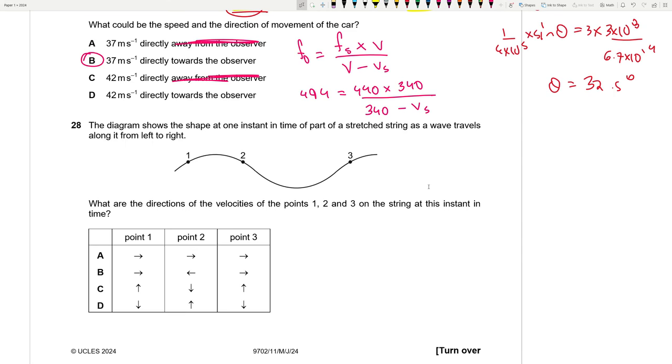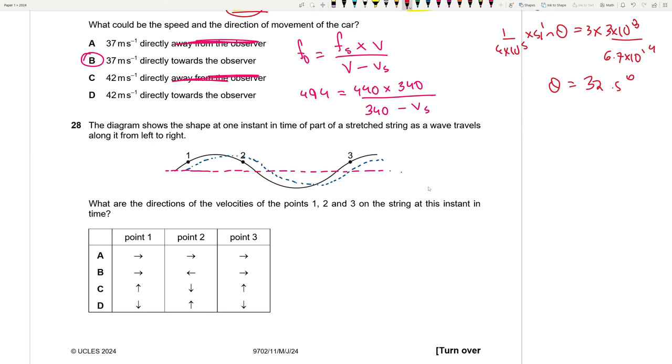The diagram shows the shape at one instant in time of part of a stretched string as a wave travels along it from left to right. What are the directions of the velocities of points 1, 2, and 3 on the string at an instant in time? Okay, so how to do this? There's actually a trick for doing this. So it's a string, so it's a transverse wave. You have to draw the wave just a bit after, and then you'll realize what's happening.